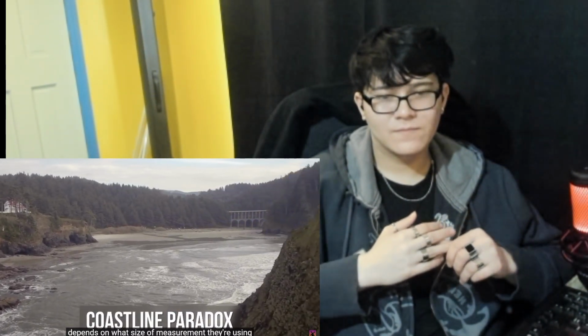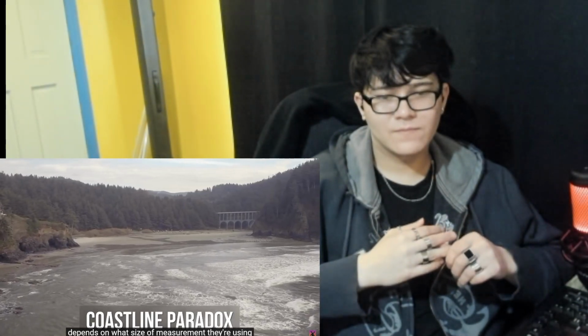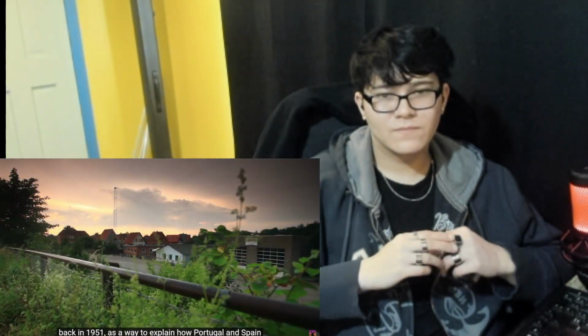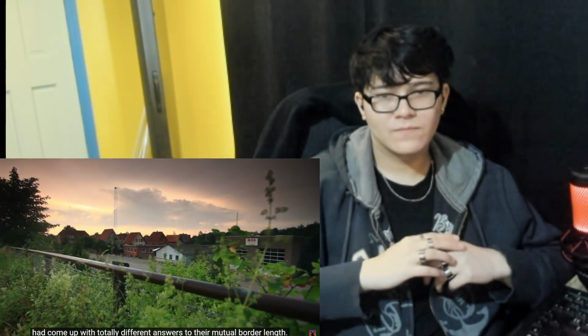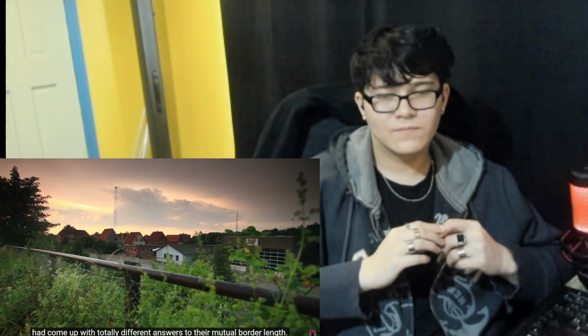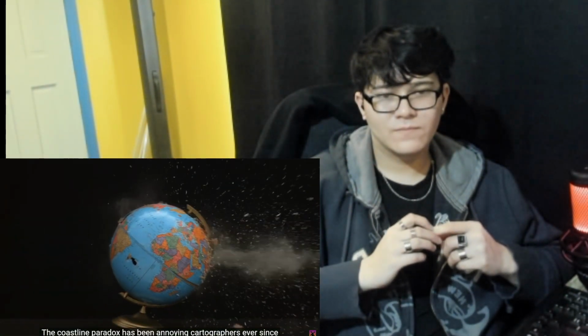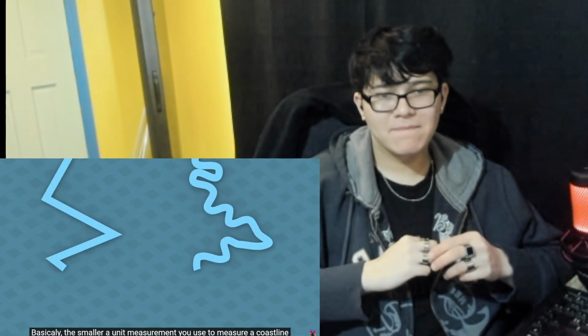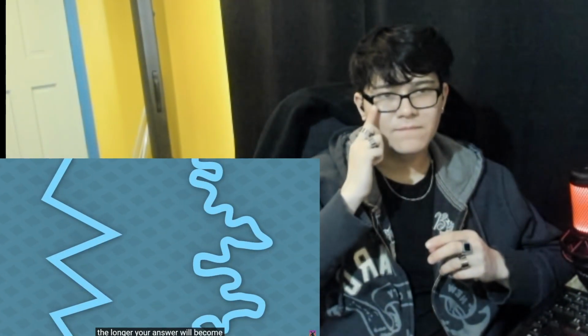This is called the Coastline Paradox, and anybody's answer to how long a coastline is depends on what size of measurement they're using. First observed by a guy named Lewis Fry Richardson back in 1951 as a way to explain how Portugal and Spain had come up with totally different answers to their mutual border length. The Coastline Paradox has been annoying cartographers ever since. Basically, the smaller the unit of measurement you use to measure a coastline, the longer your answer will become.